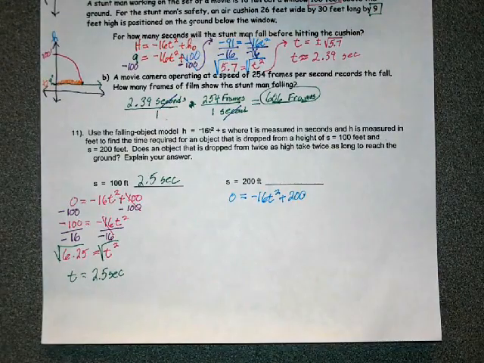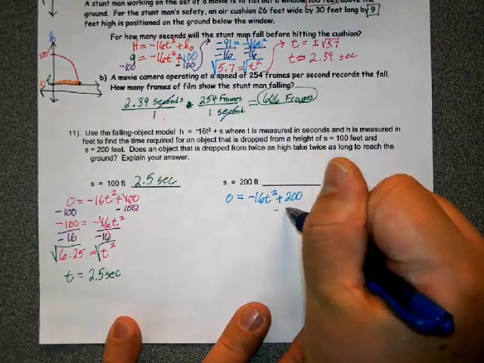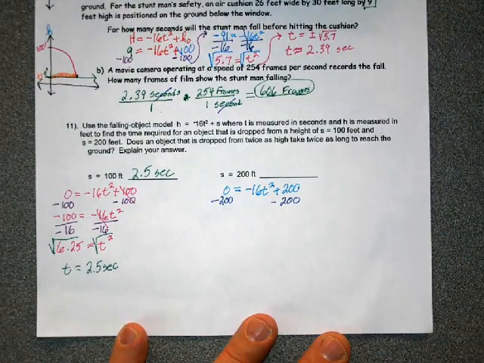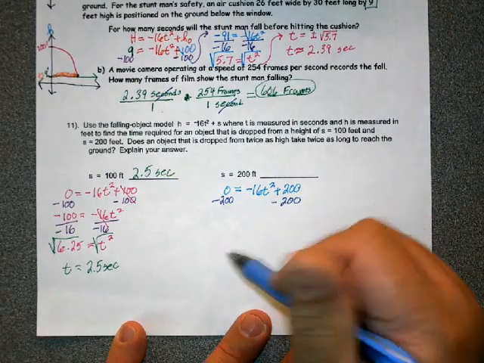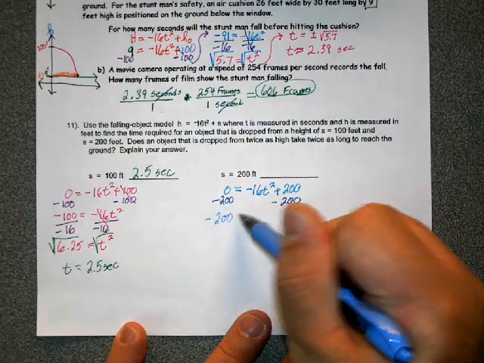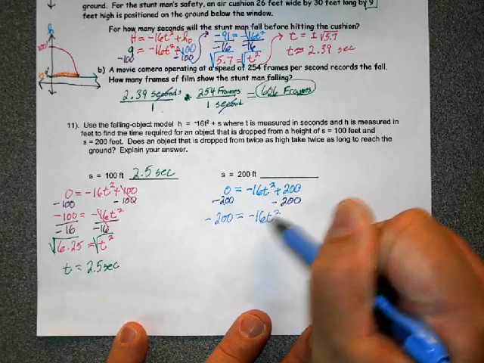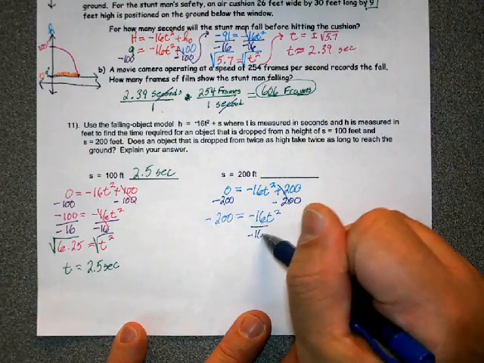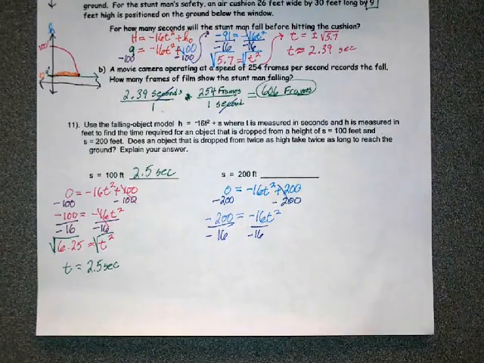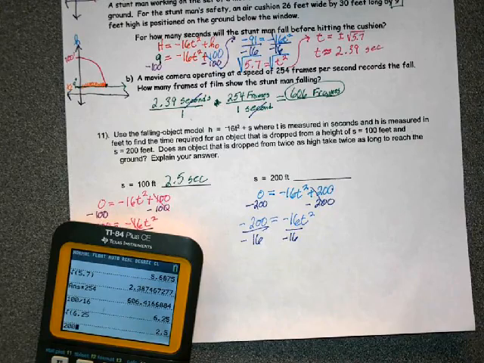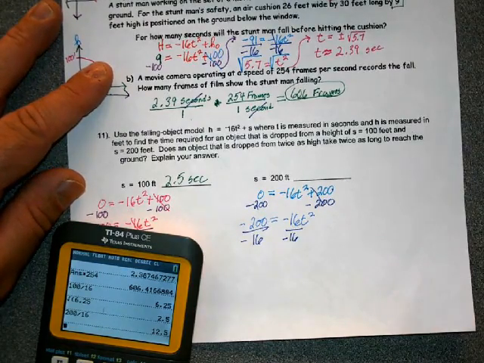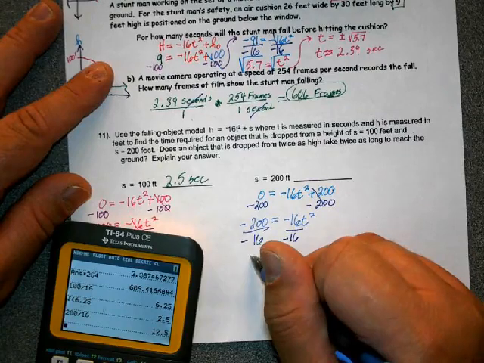Subtract 200. Subtract 200. This is good practice for you guys. I like this problem. Negative 200 equals negative 16t squared. Divide by negative 16, negative 16. Let's see, 200 divided by 16, 12 and a half. So 12.5 equals t squared.